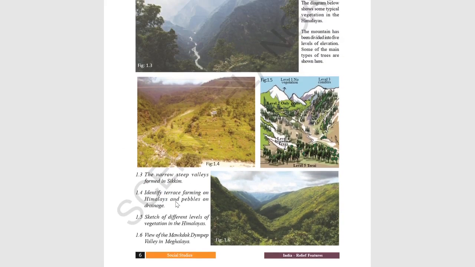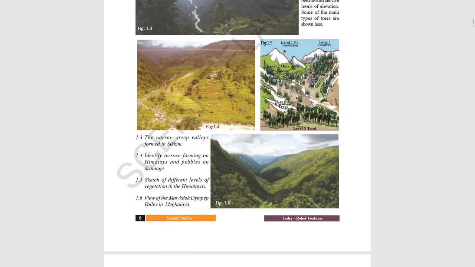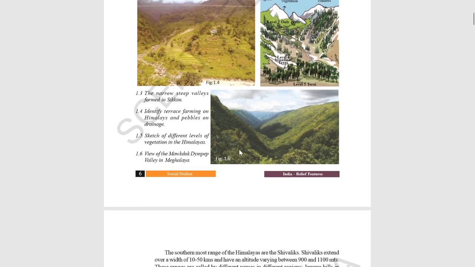And 1.4, this one. Identify terrace forming on Himalayas and pebbles on drainage. Sketch of different levels of vegetation in the Himalayas. This one, views on vegetation, types of vegetation in the Himalayas. So we have large mountains, that is Himalayan mountains, then grasslands, then we have conifers, then we have Shivaliks and all, greater Himalayas, lesser Himalayas. I will show you in the map.